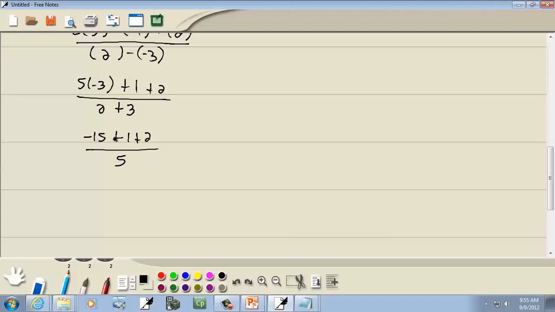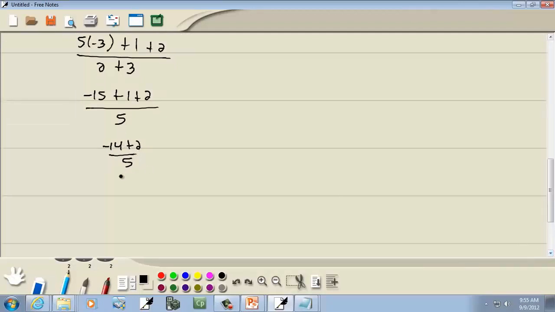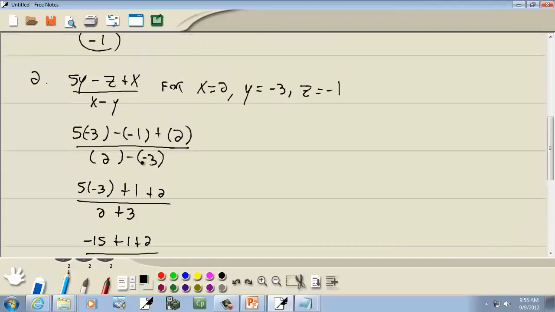Up on top, negative 15 plus 1 is negative 14, plus 2 over 5, which gives us negative 12 over 5. So that would be your answer, assuming I didn't make a basic math error somewhere.